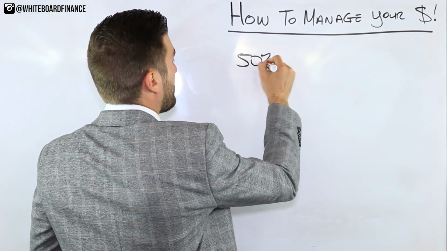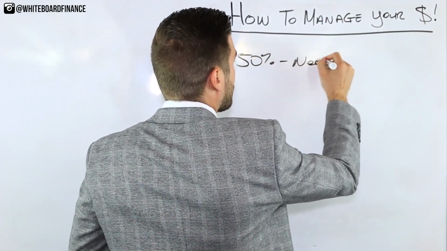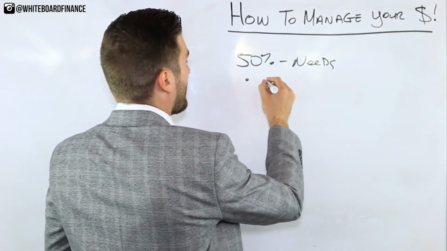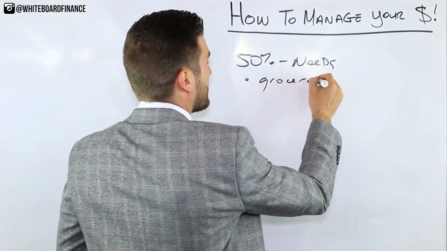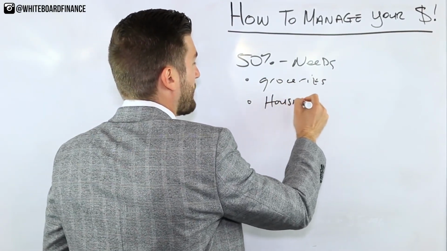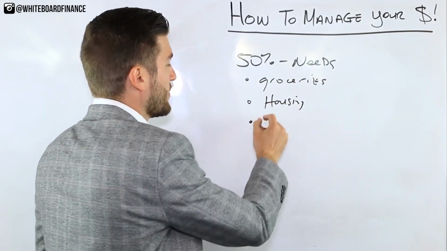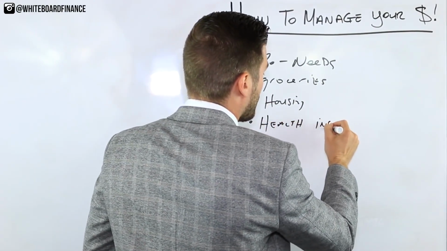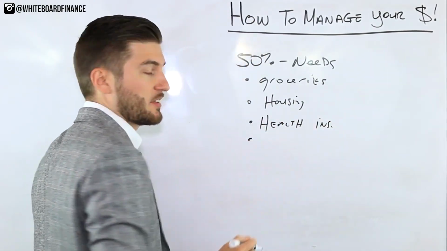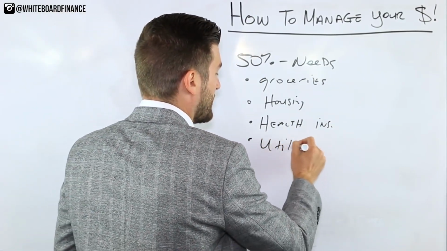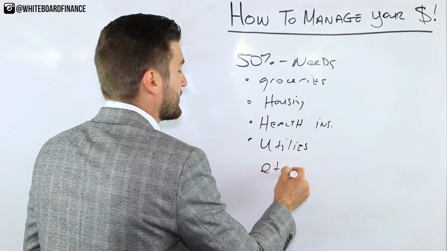So in terms of the 50% needs, what are some things that can be included in this? Let's think about regular living expenses. We have groceries, we have housing, whether you have a mortgage or rent, you have insurance for health. Heaven forbid something happened to you, I would consider health insurance definitely a need. You can have utilities, so electricity, things like that.